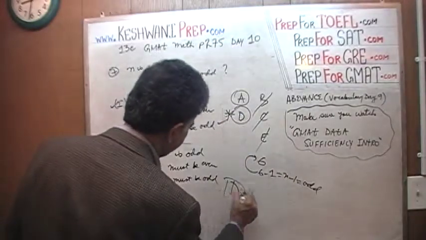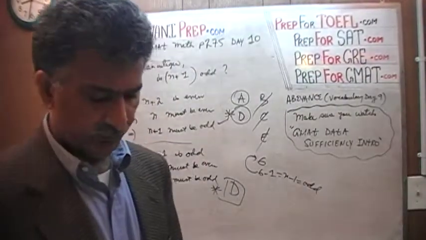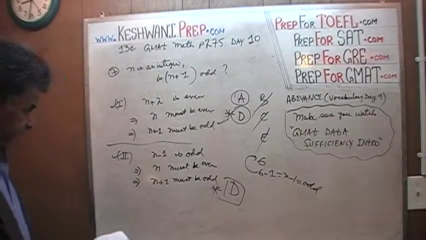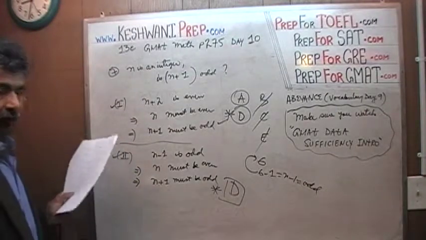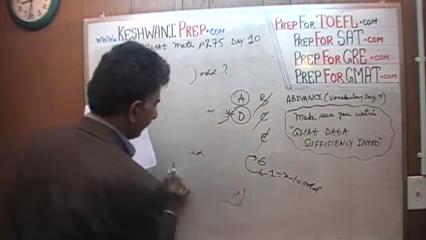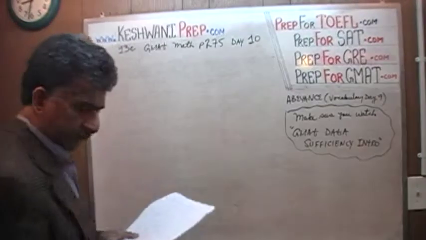Both of these statements independently have enough information for us to be able to answer the question. That's it. That's all it is. We're done with it. Let's go on to the next question, number 8. So that was very simple, very straightforward. Once in a while we get lucky.